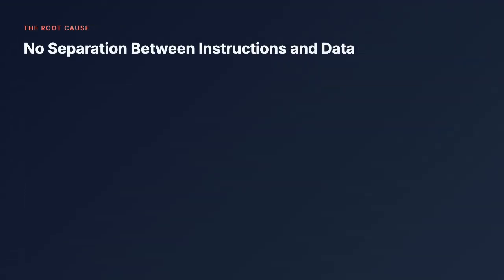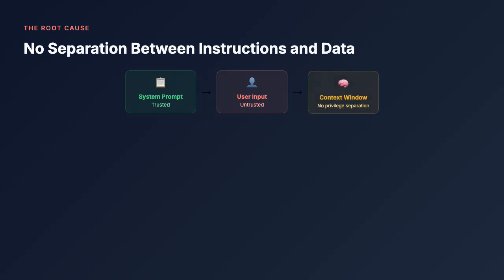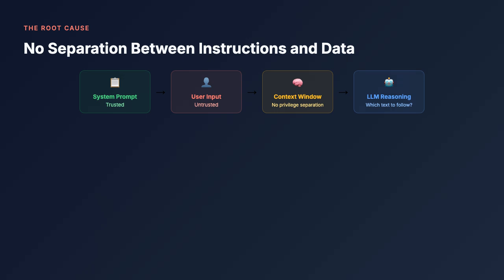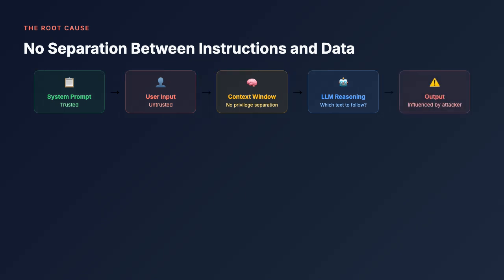Let's look at the root cause. When you call an LLM API, you typically pass a system message containing your instructions and a user message containing the user's input. These feel structurally separate, and at the API level they are. But once the model processes them, they all become tokens in the same context window. The model generates its response by treating every prior token as context, regardless of whether it came from your trusted system prompt or from untrusted user input.